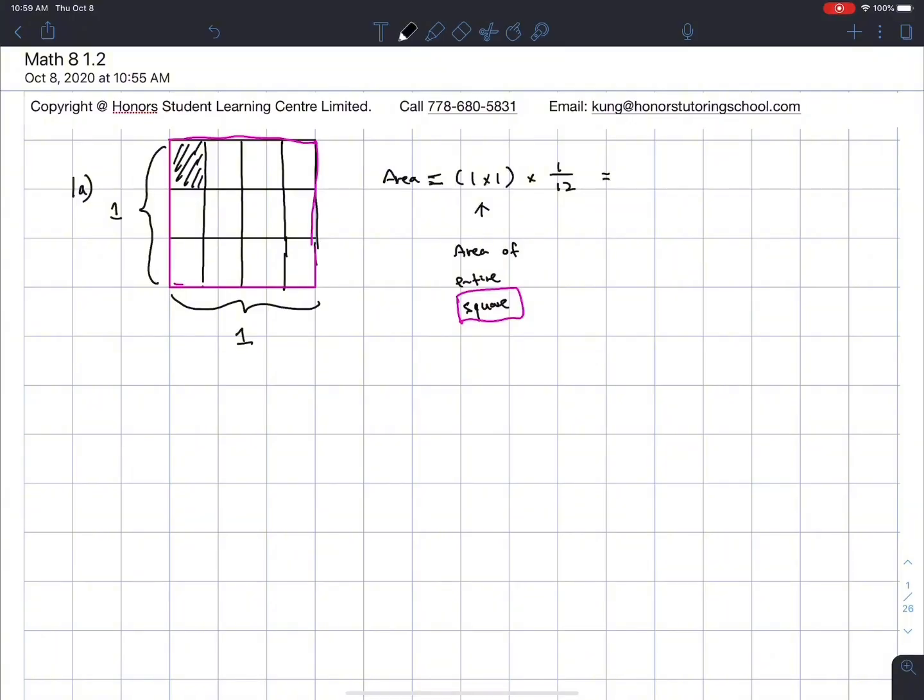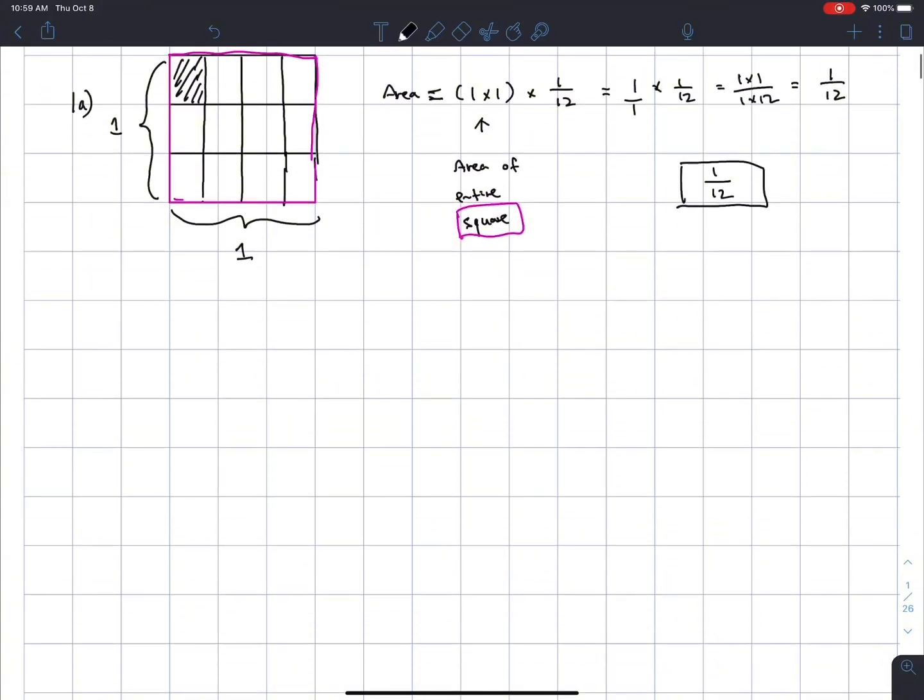Well, 1 times 1 is 1. So I have 1 times 1 over 12. I can say 1 is the same as 1 over 1. Now I can multiply the numerator with the numerator and the denominator with the denominator. So for the numerator, 1 times 1 is 1. For the denominator, 1 times 12 is 12. So that would be my answer, just 1 over 12. And then 1b.